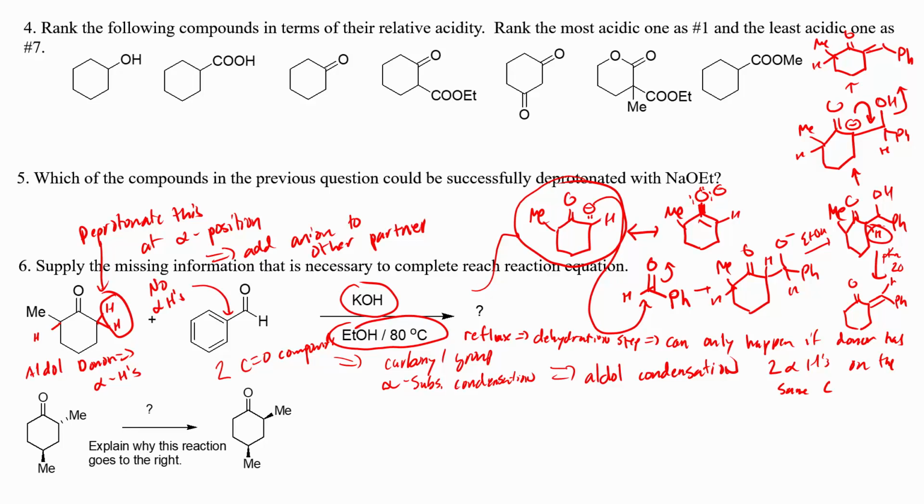Epimerization. Why is that reaction going to the right? These have the same formula. Therefore, this must be an equilibrium reaction. That must mean this compound is more stable for some reason or another.